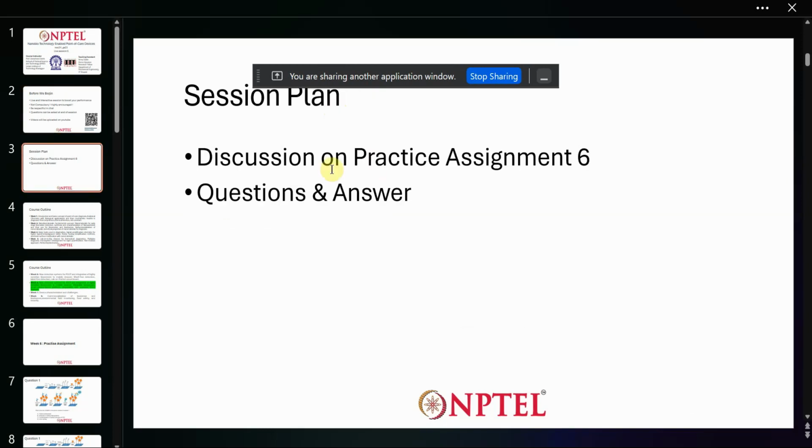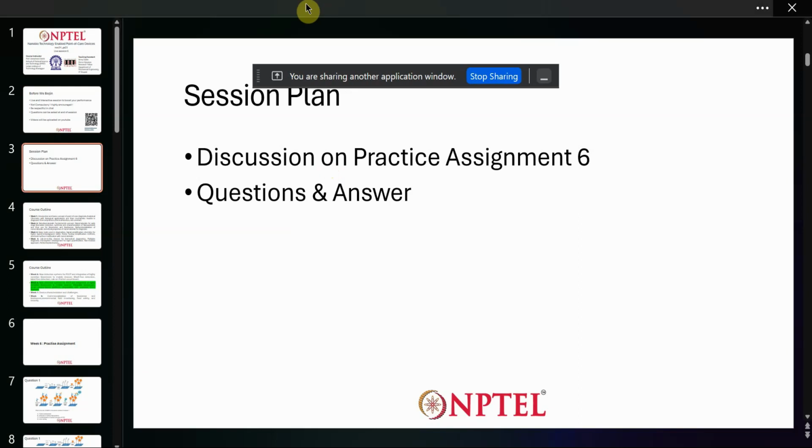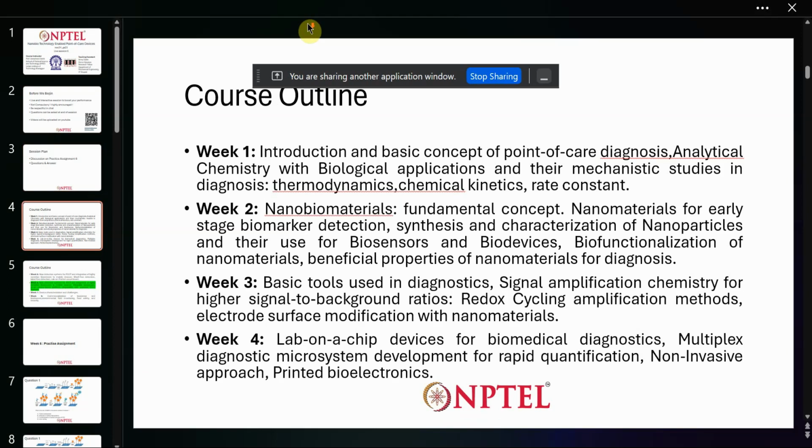The plan for this session is that we'll first discuss the practice assignment questions, and then we'll move to the question and answer session. I hope I am clear with this.